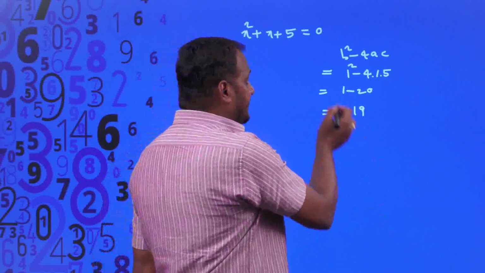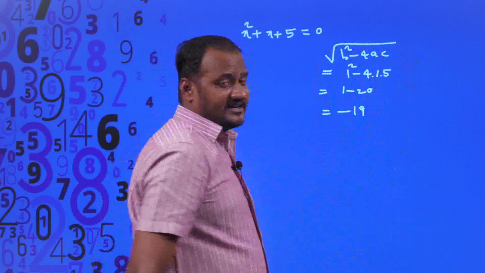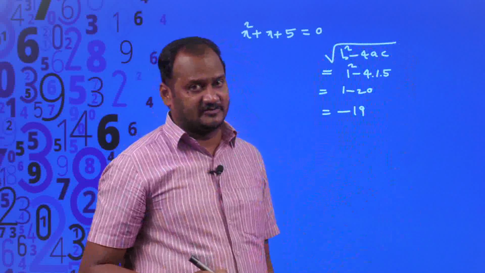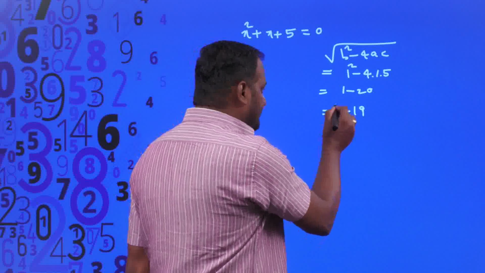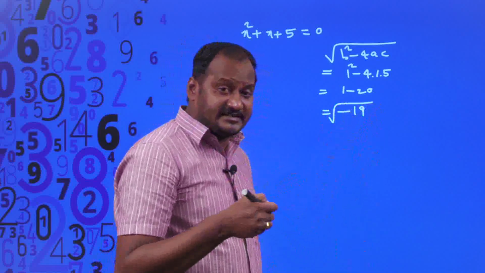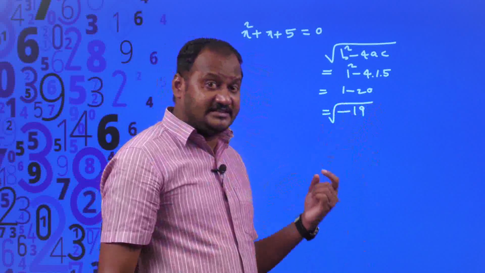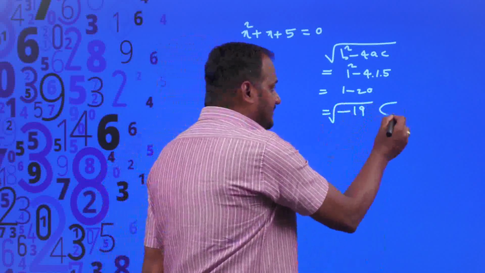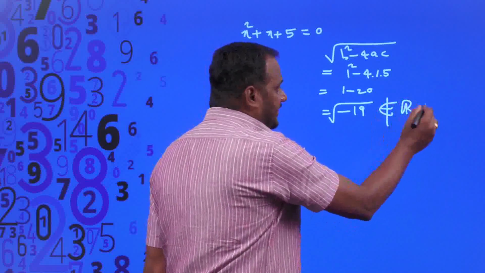Since this negative 19 is inside the square root, because in our formula we have minus b plus or minus square root b square minus 4ac, it should be inside the square root. See, this is the negative number which is there inside the square root. Can you consider this number as a real number? No, we cannot. This number does not belong to the real numbers.